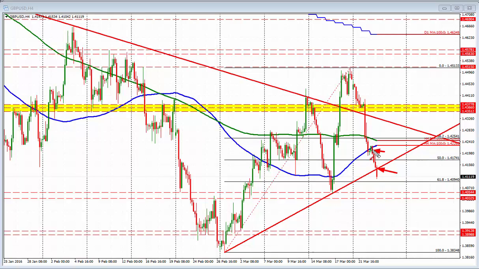If you recall, yesterday we were testing the 100 bar moving average on the 4-hour chart. It consolidated around that level before moving lower and trading here today. So things are looking more bearish, at least from this perspective.